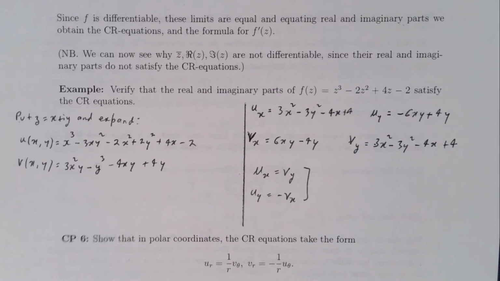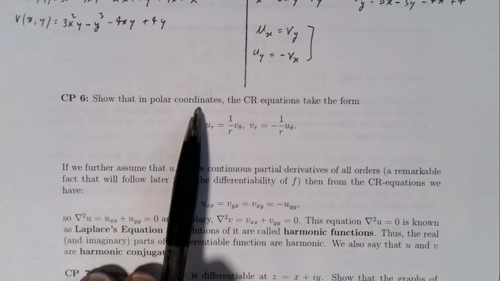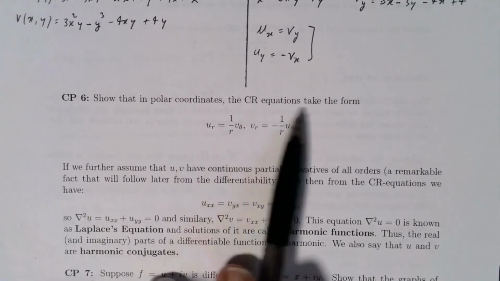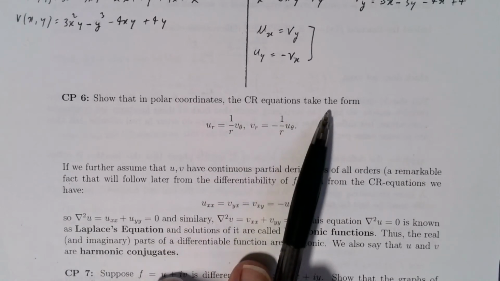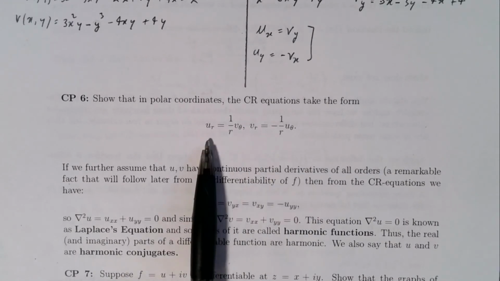Just a little challenge problem, if you want to play with this: show that in polar coordinates, the Cauchy-Riemann equations take this form. You can just do a change of variable on the partial derivatives and show that that's what the Cauchy-Riemann equations look like in polar form.